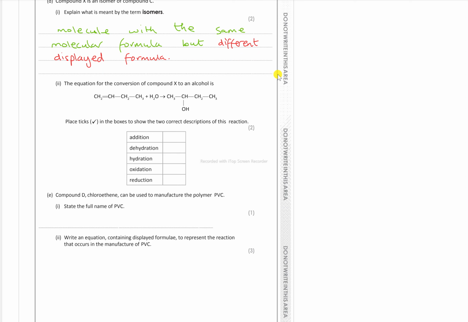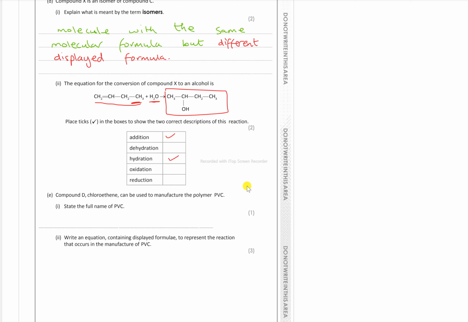Okay, so what we're doing is we've got a compound, a molecule here. We're going to add water to it. That will be called hydration. Because you've added one molecule to another molecule and you've only got one product, it's called addition.